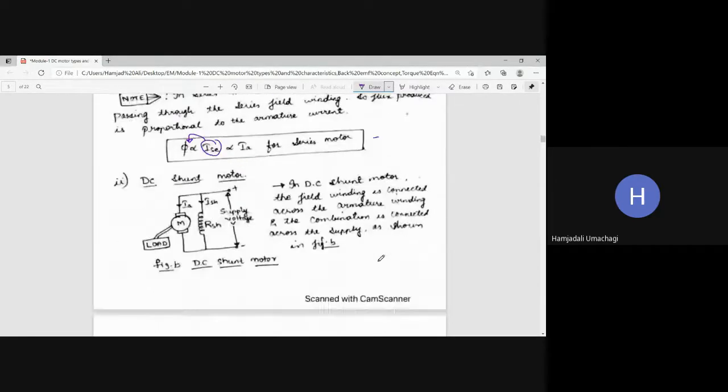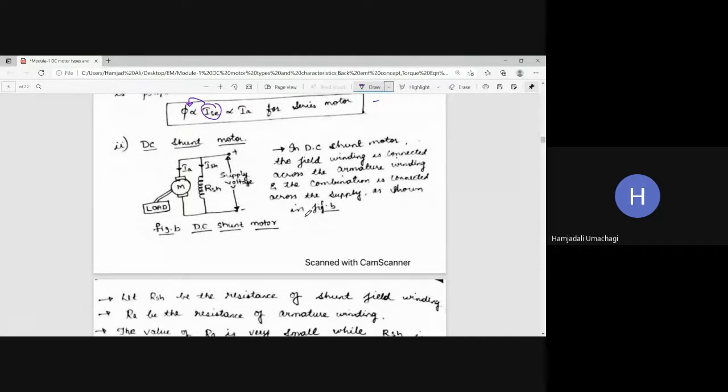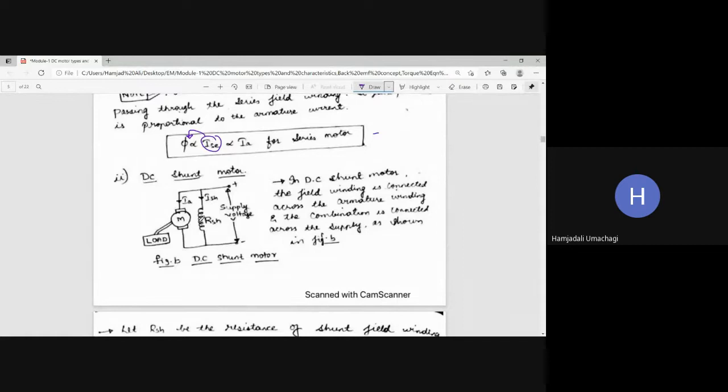Then moving to the DC shunt motor now. As the name says, DC shunt motor means here the field winding will be connected in parallel with which winding? Armature winding.